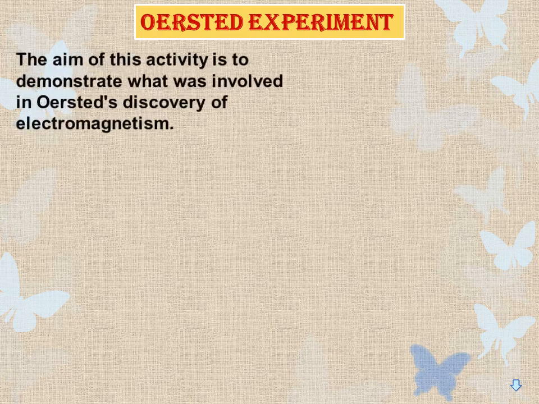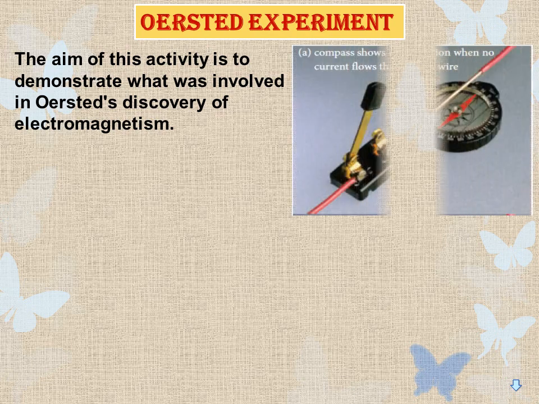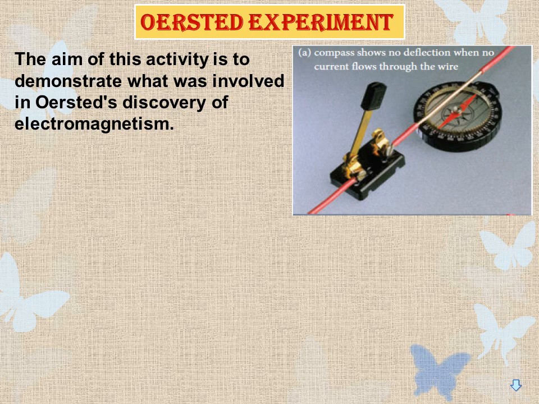Oersted experiment. In 1820, Oersted established the relation between electricity and magnetism. Oersted experiment was of fundamental importance to the development of physics in making the link between electrical and magnetic fields. The aim of this activity is to demonstrate what was involved in Oersted's discovery of electromagnetism. Oersted conducted an experiment to study the magnetic effect of electric current.